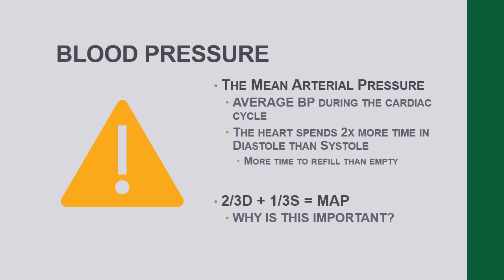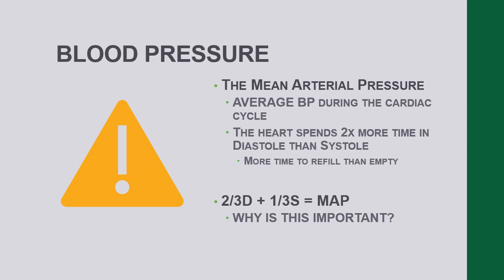This is a critical concept, and this is the mean arterial pressure, and this is something that I'm going to nag you about for, I don't know, like the next 10 months of your life. The mean arterial pressure is the average blood pressure during the cardiac cycle. So again, the heart spends two times the amount of time in diastole. So it takes more time to refill than it does to empty, because refilling is passive and emptying is an active process. It's kind of like inhalation, exhalation.